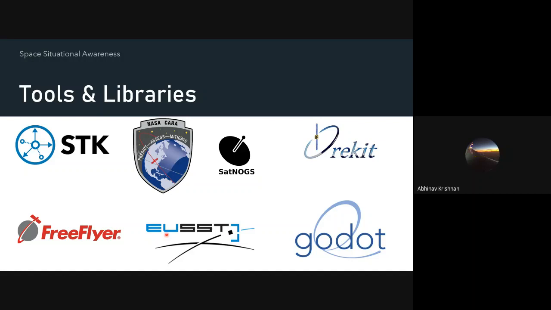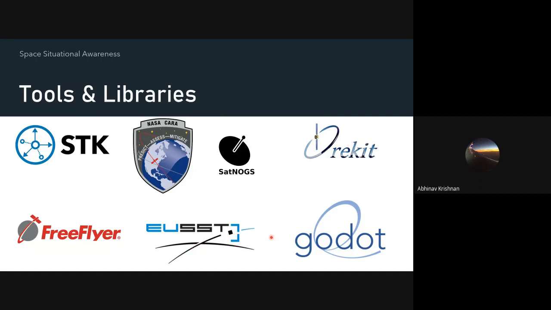EUSST is the European Space Surveillance and Tracking network, and this is I think a consortium of more than 26 or 30 telescopes and radar stations across Europe, and they provide constant conjunction alerts with a very high degree of accuracy.